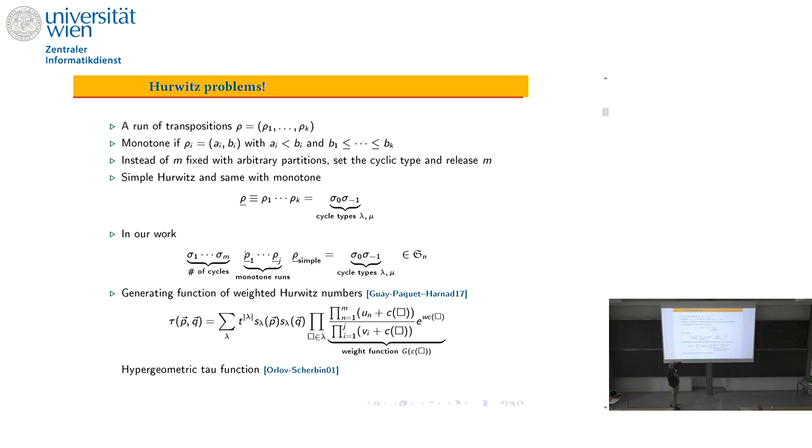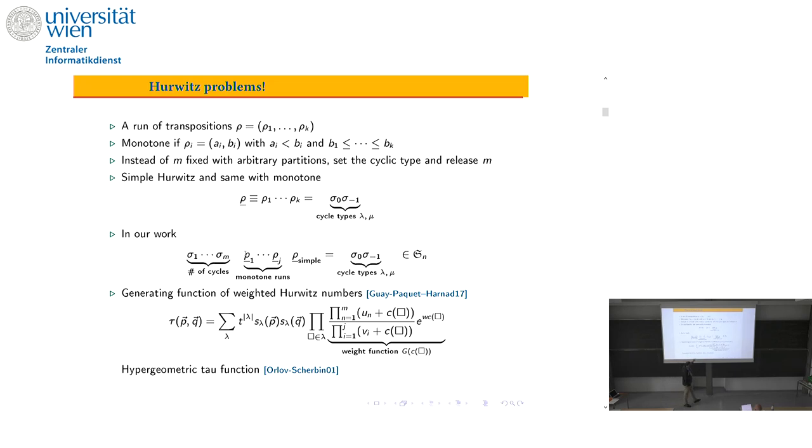You can do the same with monotone runs. And in our work, what we studied is the following objects. You will have m permutations where you do not know the cyclic type, but you count the number of cycles, of sigma 1 to sigma n. Then you have j monotone runs, so j is fixed, like m, and you can add a simple run of Hurwitz numbers. And on the right-hand side, you want to control the cyclic type of lambda and mu of two permutations.